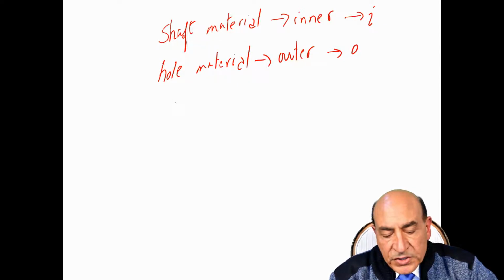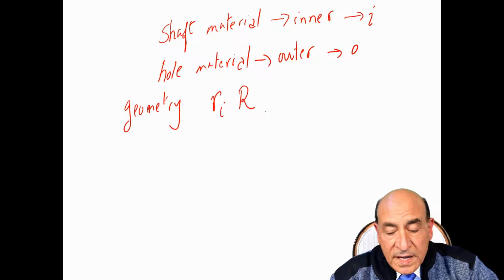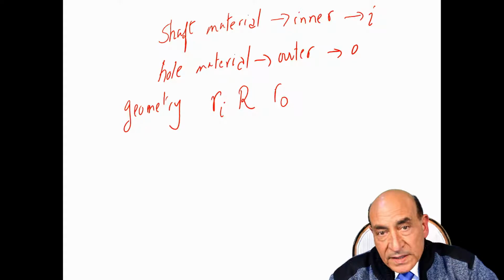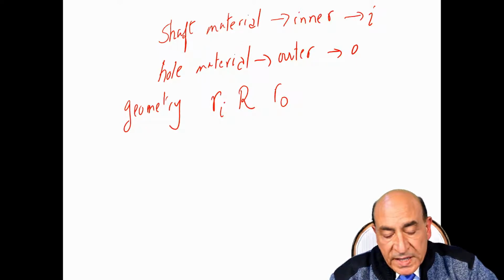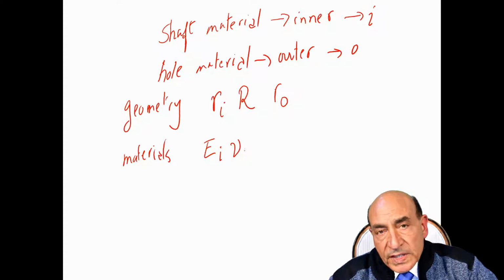And the geometry is described by an inner radius of the shaft, an interface radius between the shaft and the hole, which is a common radius, and then an outer radius of the cylinder or the hole. So 3 geometric parameters that we have. And the materials are described by a number of elastic constants. Each material is described by 2 elastic constants: the Young's modulus for the inner, the Poisson ratio for the inner, the Young's modulus for the outer, and the Poisson ratio for the outer. So I have 4 parameters describing the materials.